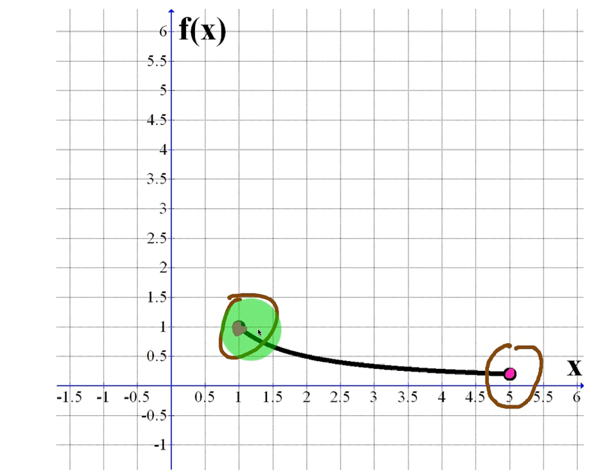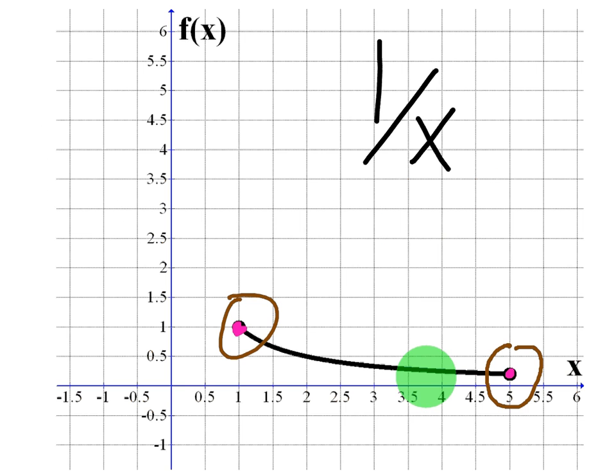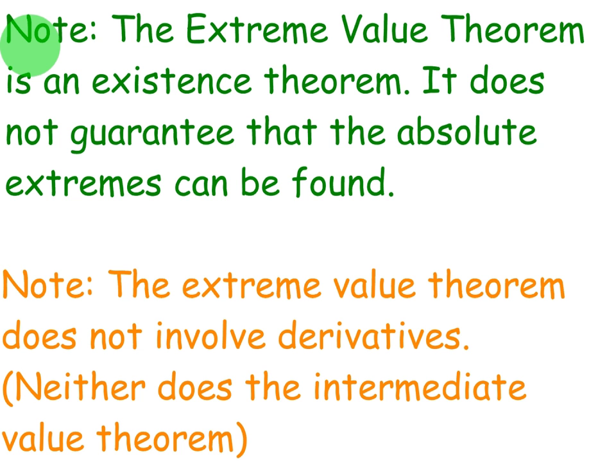Well, for 1 over x, you're really only concerned about 0. So from 1 to 5, you can plug in any number into x and get a number back. So it is continuous. And because the interval is closed, then that ensures an absolute max and min. And we can see that the absolute max here would be 1, min would be 0.2. That's pretty much it, folks. It's a pretty simple theorem. All you have to do is show that it's continuous on the interval and that the interval is closed.